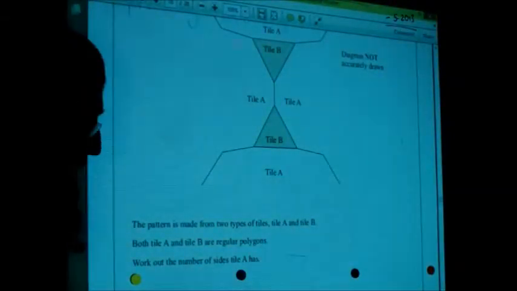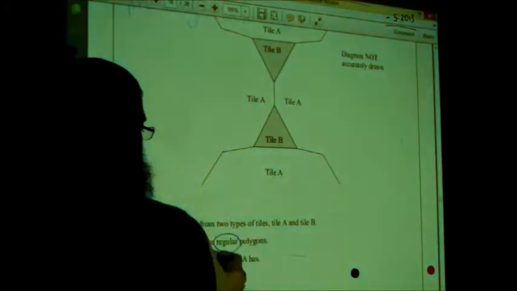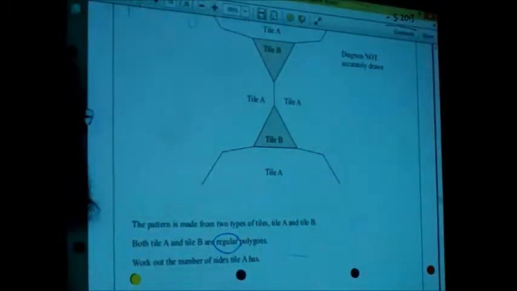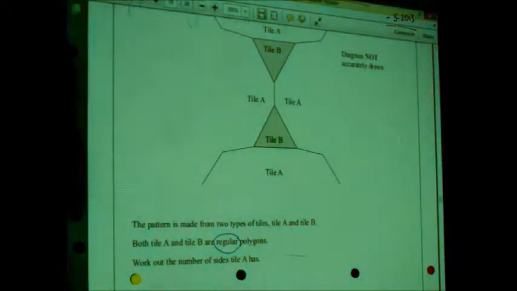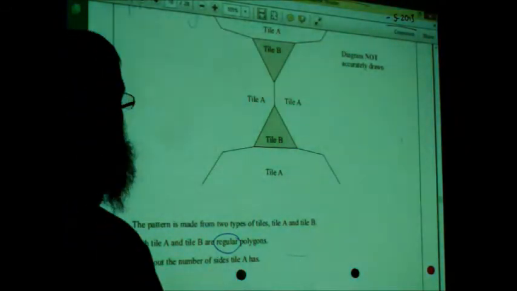is the word regular, because the word regular means what, Samia? What does the word regular mean? Thank you, Samia. The word regular means all the sides are of equal length, so all the internal angles are also equal. Thank you, Samia, for that answer.